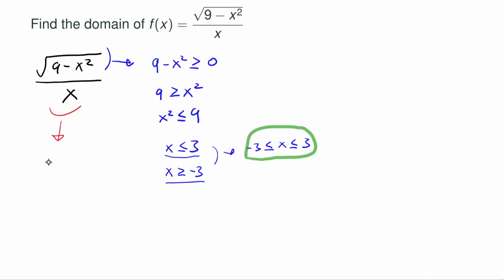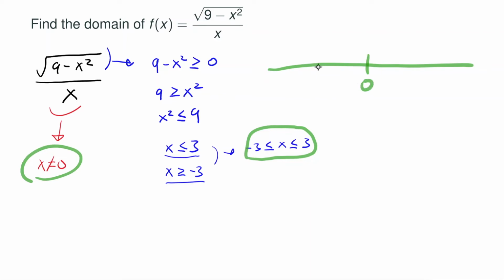Since there's no adding or subtracting, we know that x just cannot equal 0 here. So we have to combine these two restrictions. So let's draw a number line and mark the numbers 0, negative 3, and 3. If we look at this, it can include negative 3 all the way up to right before 0. We cannot have 0, so exclude 0, and also exclude 0 and all the way up to 3.